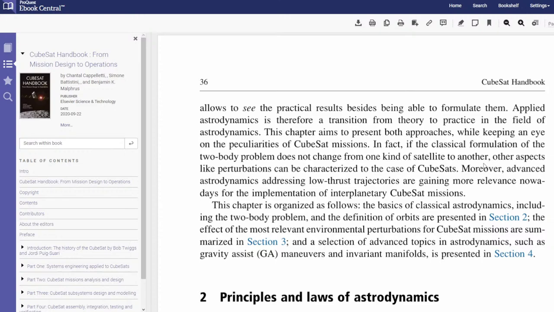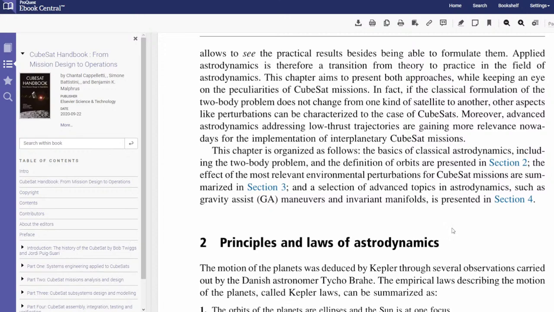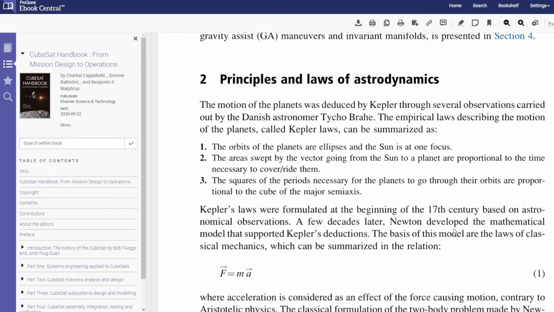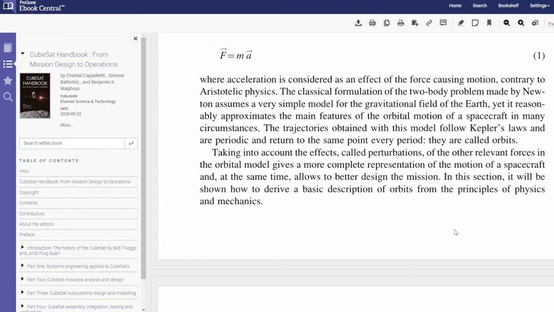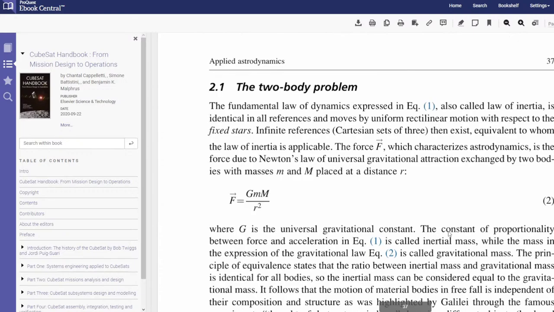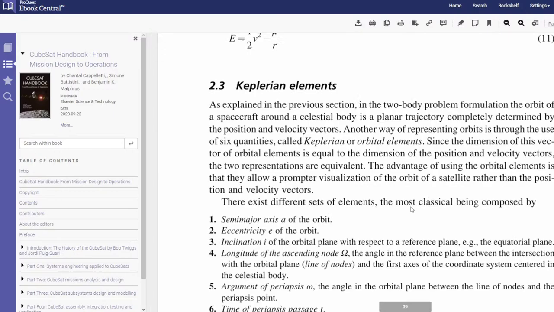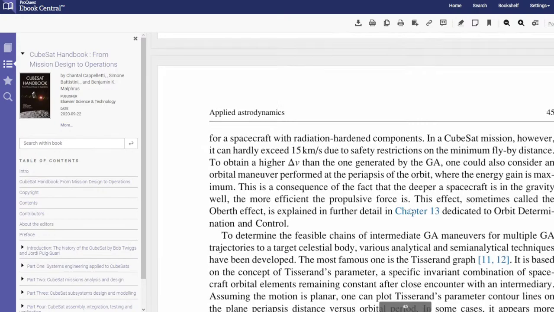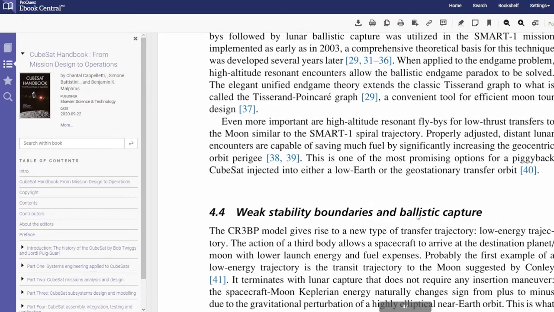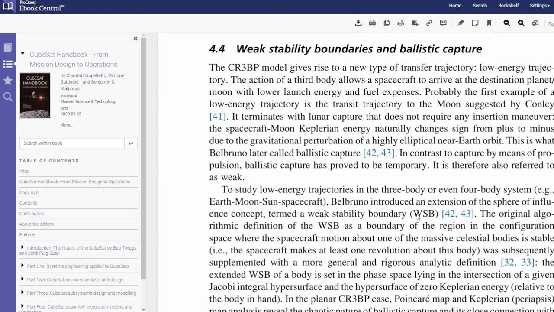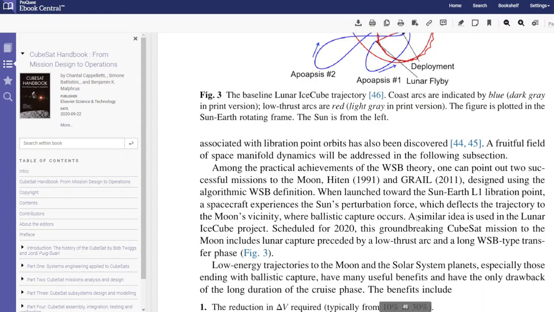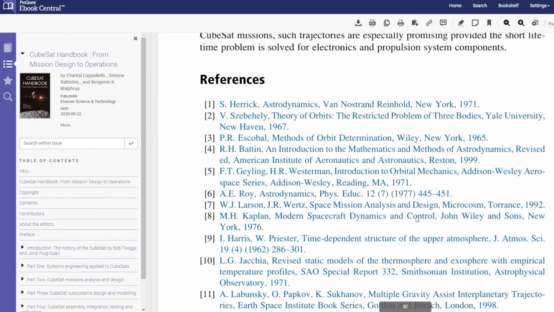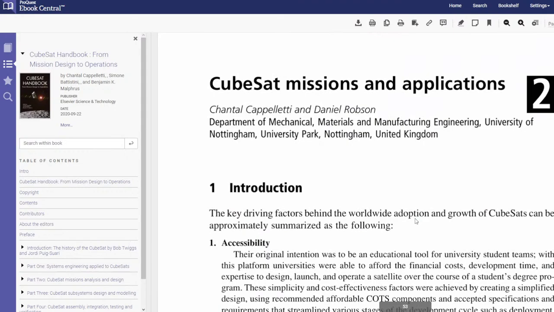Huh. This isn't what I had in mind, to be honest. I want to know the payloads. Oh, was I in the wrong place? There we go.